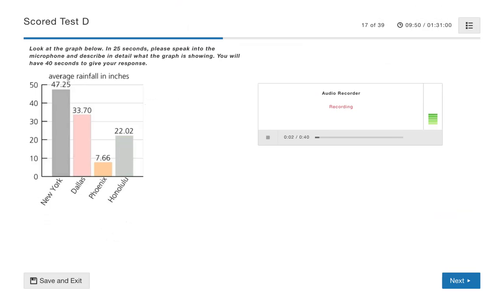This graph shows information about average rainfall in inches. According to the graph, we can see New York is 47.25 inches. When you look at Dallas, it is about 33 inches. When you look at Phoenix, it is about 7 inches. When you look at Honolulu, it is about 22 inches. In conclusion, it's a very informative graph that shows information about average rainfall in inches.